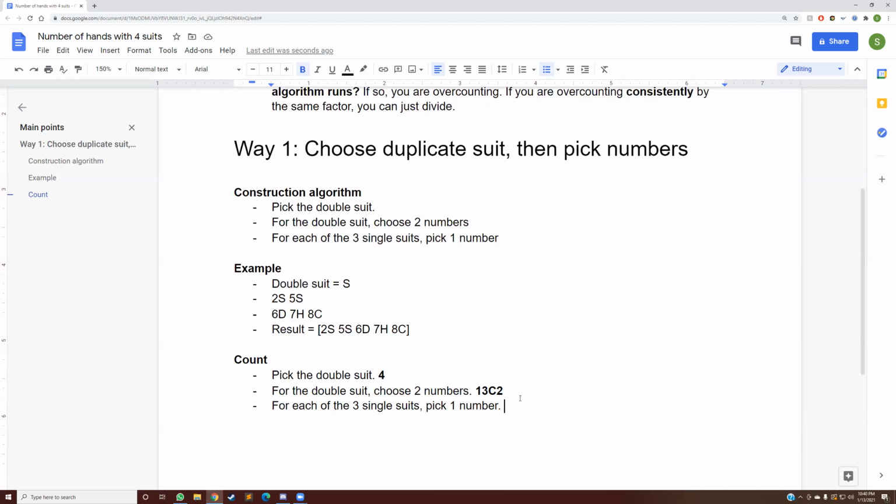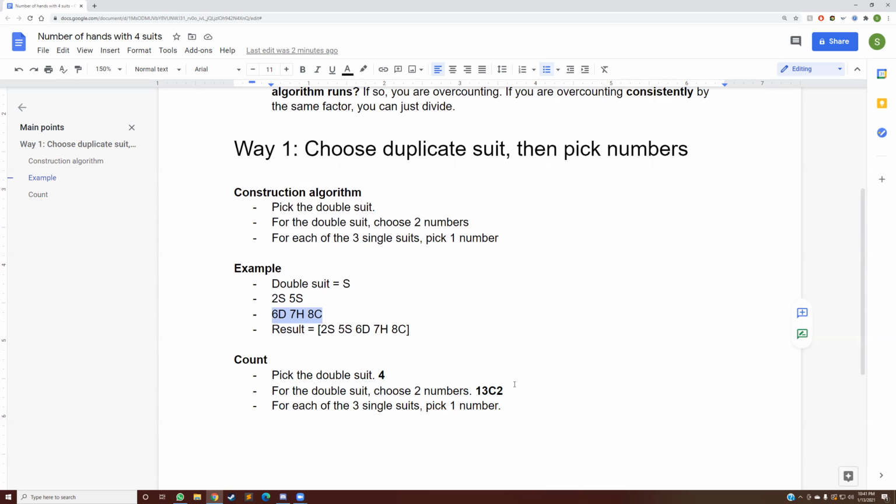Well, for hearts, we have to pick one number. Like in our example, after we have picked spades, that means we have diamonds, hearts, and clubs left. And we say for each one, we are able to pick a number independently for each suit, right? Let me try. Is the first of the 3 single suits 39 choose 1, then 26 choose 1?